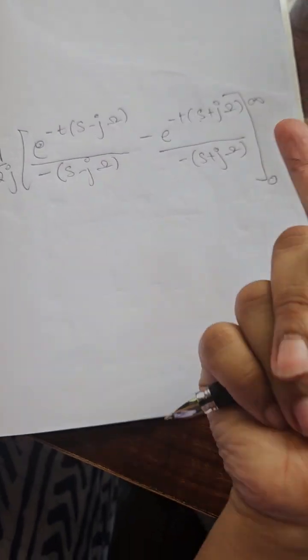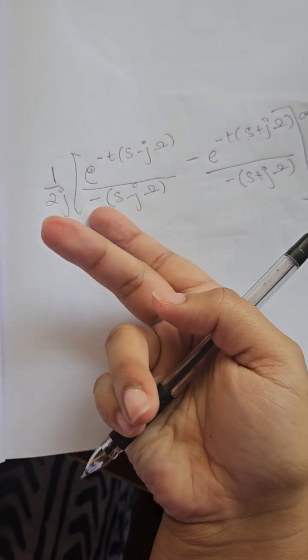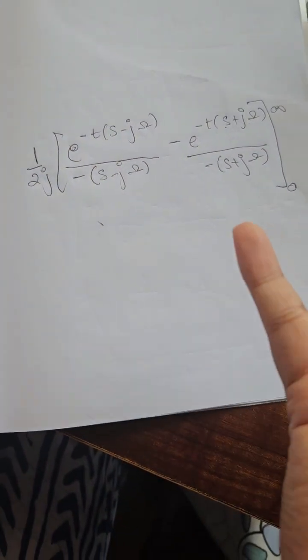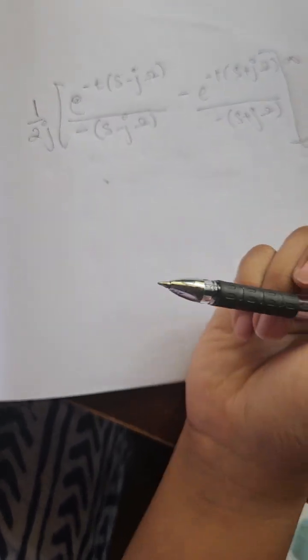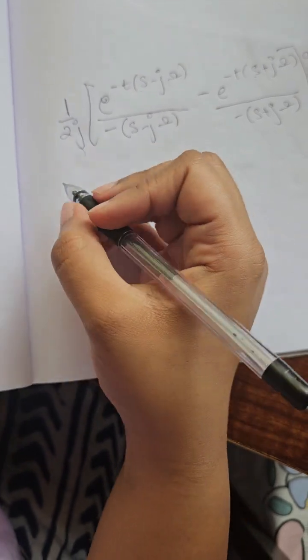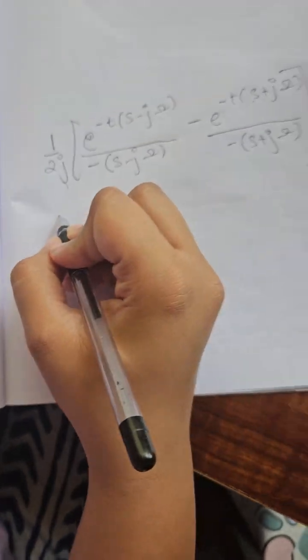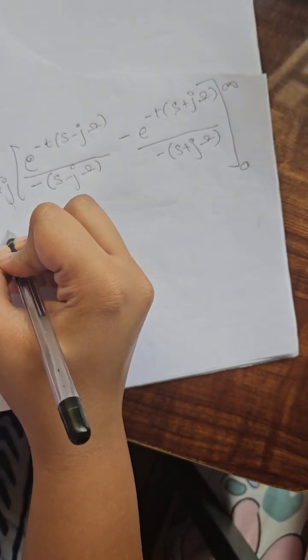Next step is you put the limits inside. I want to mention that because we're not looking for region of convergence, it will be much easier to just directly solve the Laplace. So let's quickly put the limits inside.